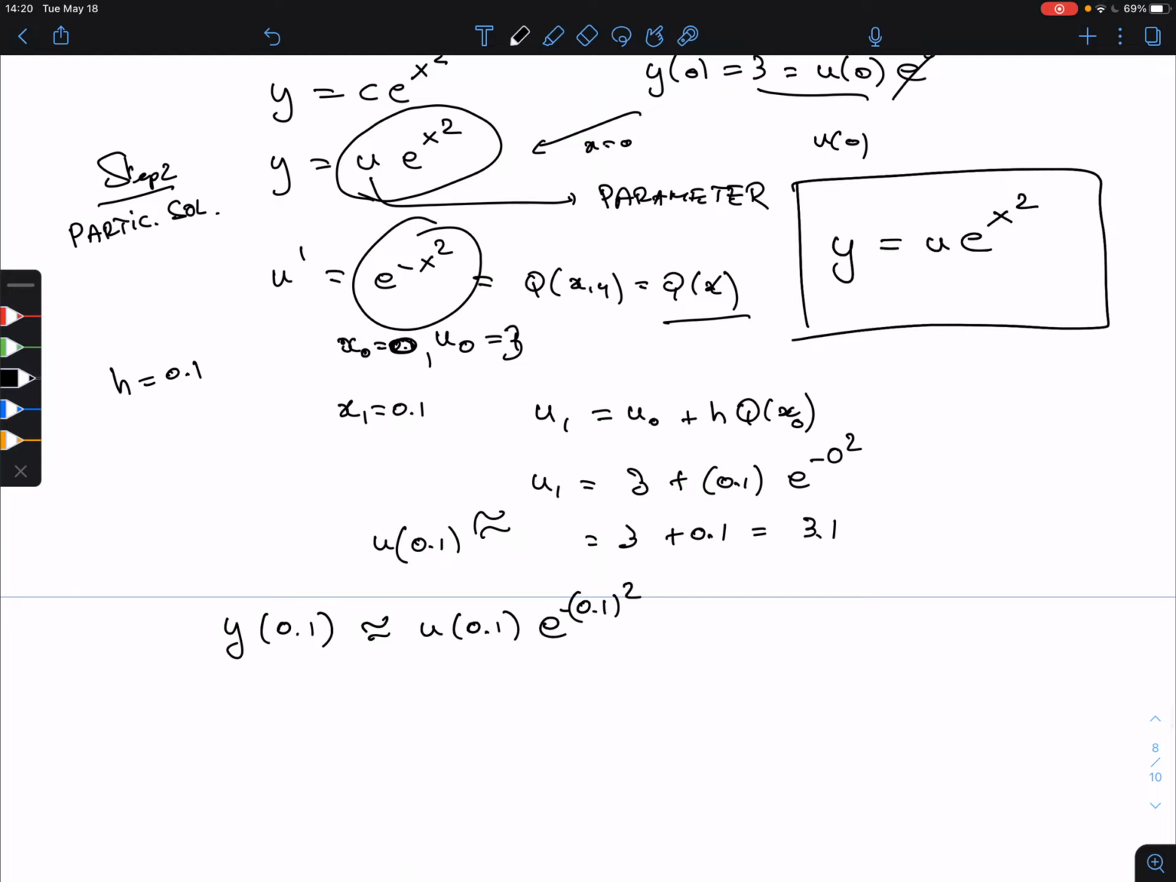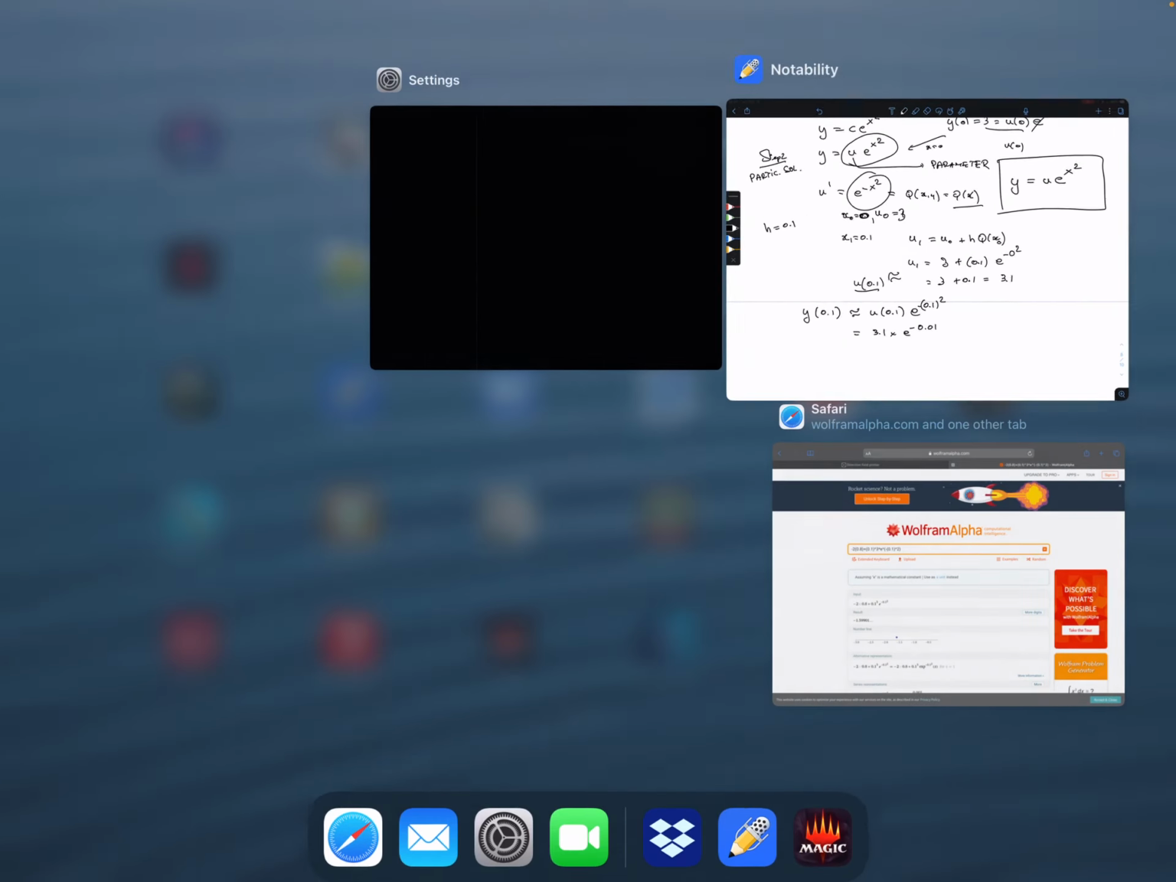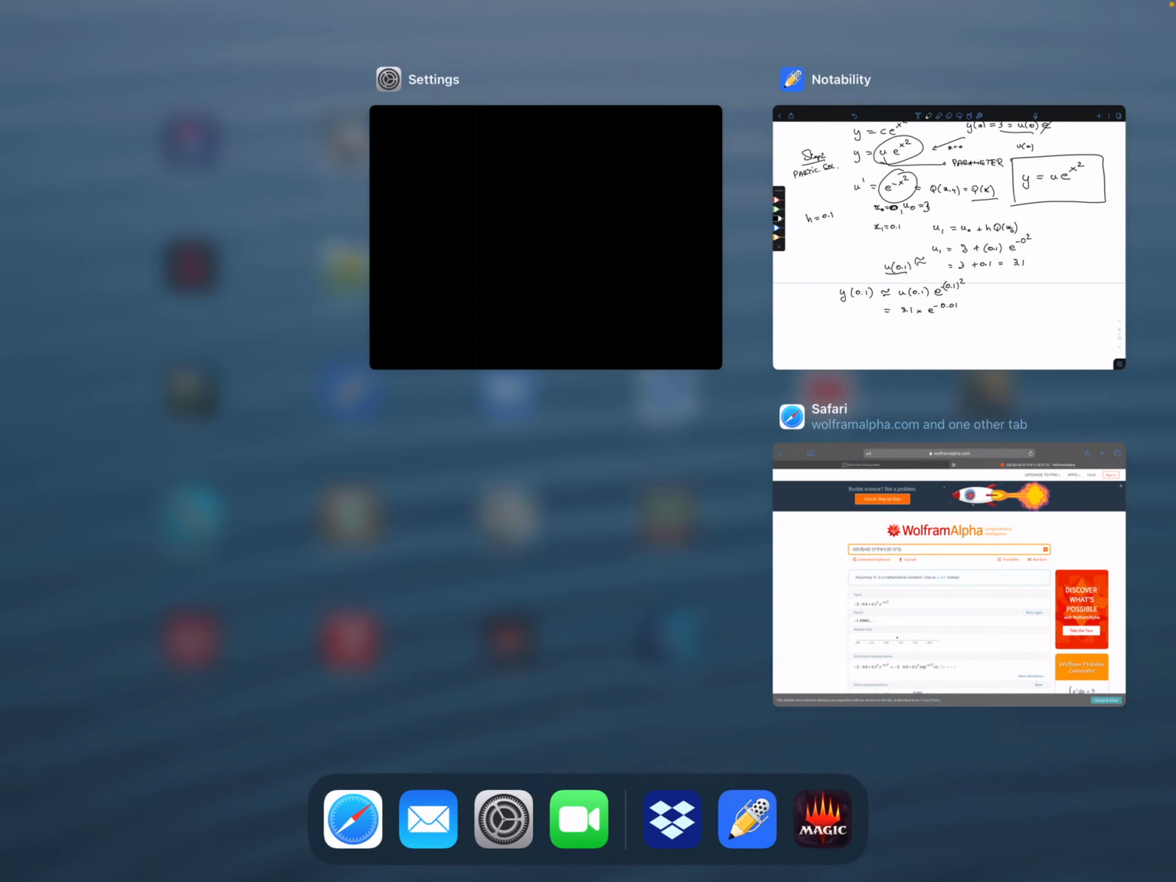Okay, and what is that? y is u times that. So we are calculating everything at 0.1, so we have to calculate u at 0.1, which we did here, or at least the approximate value here. So we get the value of u, and then we have to calculate this here, that is times e to the minus 0.01. Okay, so let's quickly do this in Wolfram Alpha. What is it?